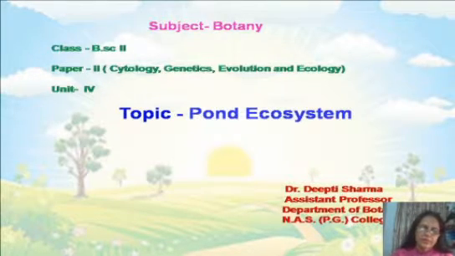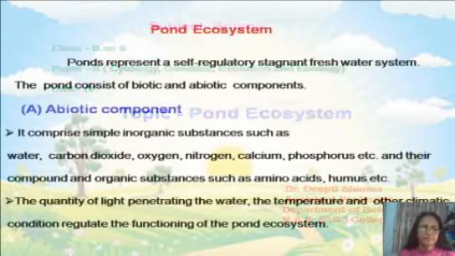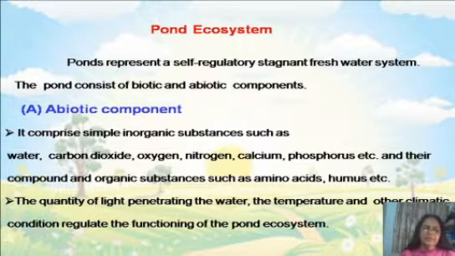Today, our topic is pond ecosystem. So, what is pond ecosystem? Pond represents a self-regulatory, stagnant freshwater system. The pond consists of biotic and abiotic components.